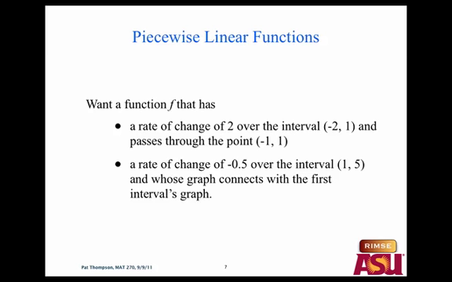So we want a function that has a rate of change of 2. So we'll start with this here. We'll use our previous slide of the definition. A rate of change of 2 passes through the point (-1, 1). So let's just start out and write what that would be. So we know that y equals m, rate of change 2, times x minus initial value of x, which would be -1, plus initial value of y. And we worked that out in the last slide.